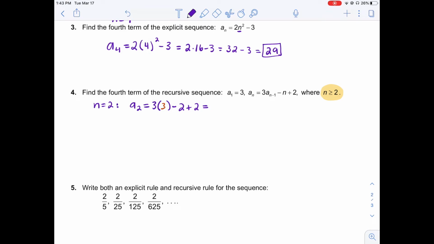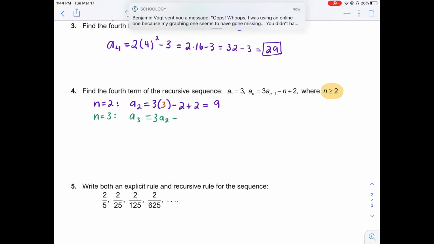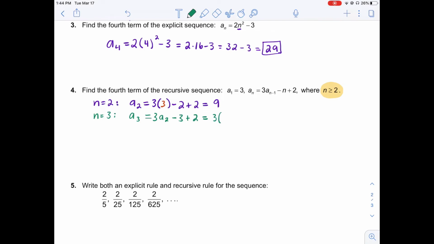So let's work this out. That would make this 9, and then minus 2 plus 2 equals 0. So it just makes a2 come out to be 9. So as we go up from here, when n is equal to 3, that's our next term, a3. So that would be 3 times a2 minus 3 plus 2. So then that makes this 3 times, well, term a2 we just figured out was 9. 3 times 9, and then minus 1 when we do the minus 3 plus 2. So that gives us 27. 3 times 9 is 27 minus 1, so that gives us an answer of 26.